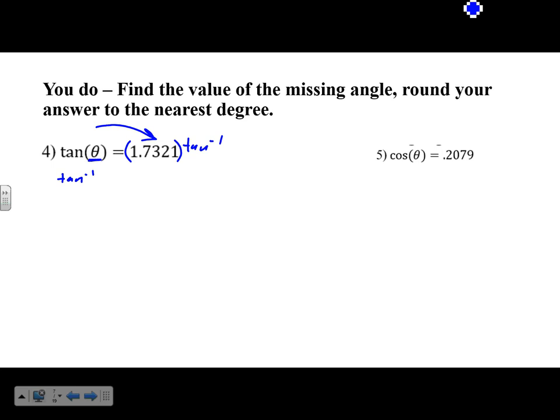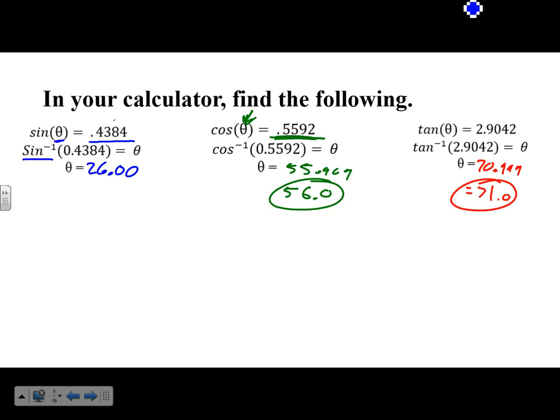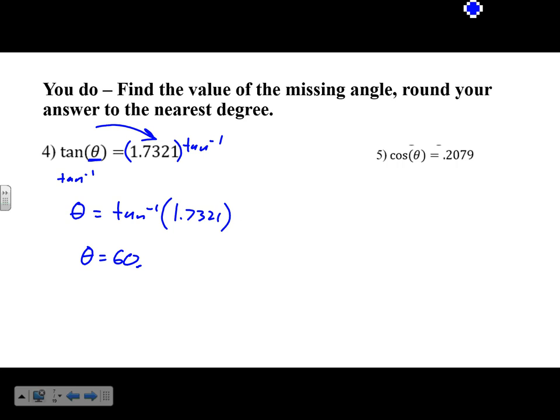So the tangent of what angle would give us 1.7321? Well, put that in your calculator. So theta is equal to the inverse tangent of 1.7321. So inverse tangent 1.7321. So that angle is 60.000. Since we're only going to 4 decimal places, that's why all the other ones were almost 71, but not quite, almost 56, but not quite, a little over 26, so on and so forth, because they're rounding to 4. If they would go to more decimals, it'd be different.